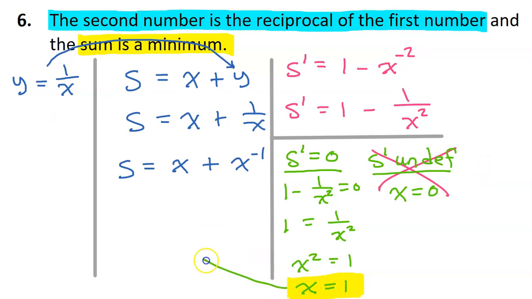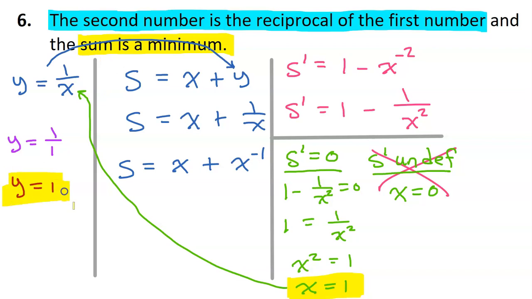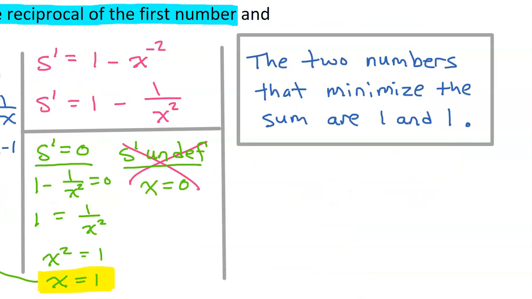Let's go ahead and plug this x back in so we can find what y is. So y will equal 1 over 1, which of course means that y is equal to 1. So these are the two numbers. Let's write it as a sentence. The two numbers that minimize the sum are 1 and 1.